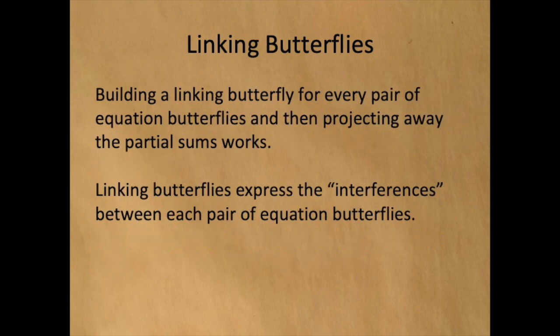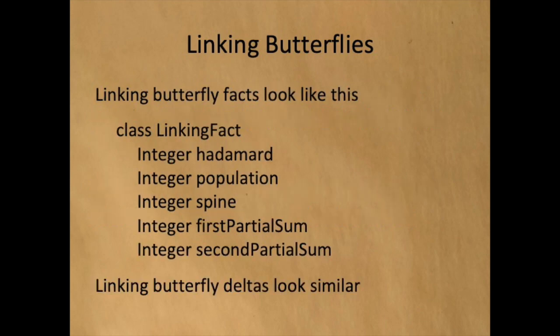So we use linking butterflies. We build one linking butterfly for every pair of equation butterflies and then project away the partial sums after we create the linking butterfly. The linking butterflies express the interferences between each pair of equation butterflies. Linking butterfly facts look something like this. They have a Hadamard value, a population value, a spine value. The first partial sum comes from the first equation butterfly, and the second partial sum comes from the second equation butterfly. Equation butterfly deltas look similar.